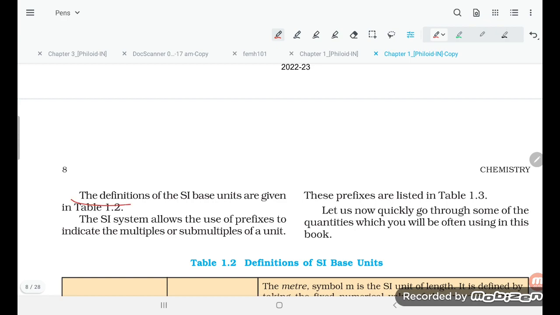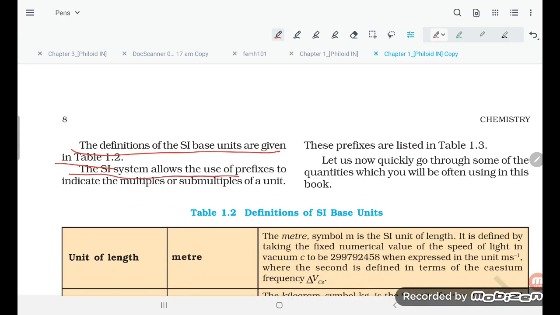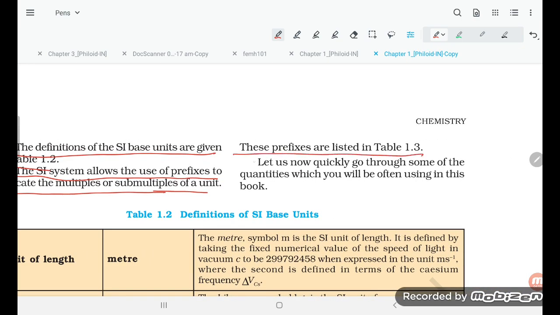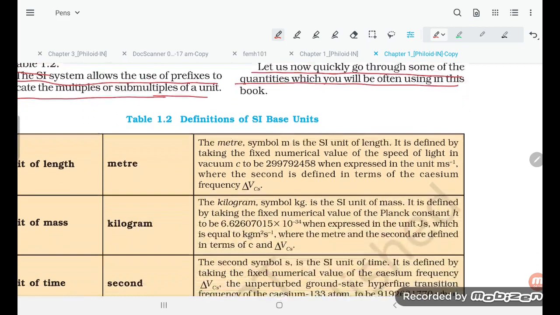The definitions of the SI base units are given in table 1.2. The SI system allows the use of prefixes to indicate the multiple or the submultiple of a unit. These prefixes are listed in the table. Let us now quickly go through some of the quantities which you will be often using in this book.